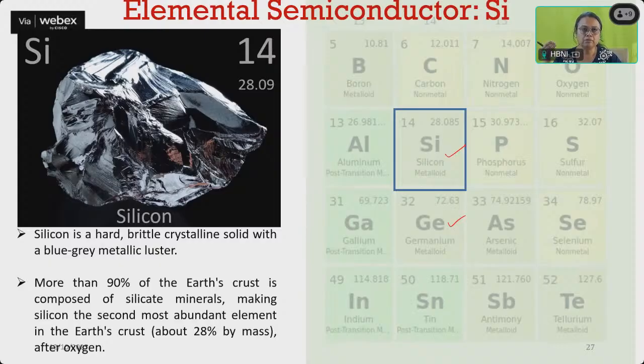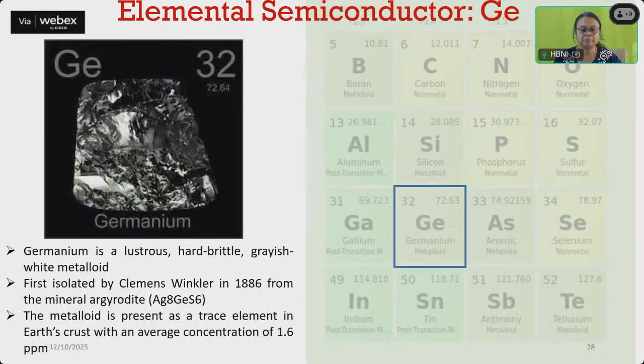That was one of the main reasons, not the only reason, why silicon as a semiconductor gained more importance than the other semiconductor. What was the other semiconductor? That is germanium. Though the story started with germanium. Germanium is a lustrous, hard, brittle, grayish-white metalloid. It is not present in the earth's crust as it is. It is present in the form of an ore.